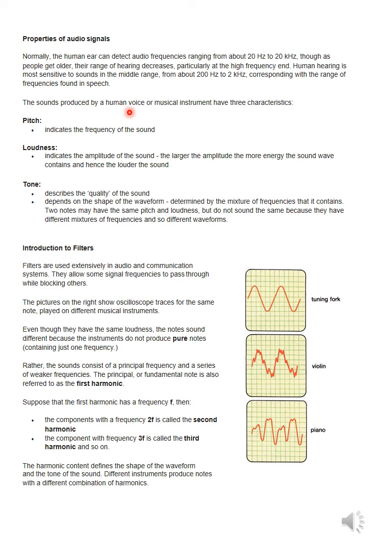The sound produced by a human voice or a musical instrument has three characteristics. First is pitch, which indicates the frequency of the sound. Loudness indicates the amplitude of the sound. The larger the amplitude, the more energy the sound wave contains, and hence the louder the sound. Tone describes the quality of the sound. It depends on the shape of the waveform, determined by the mixture of frequencies that it contains. Two notes may have the same pitch and loudness but do not sound the same because they have different mixtures of frequencies and so different waveforms.